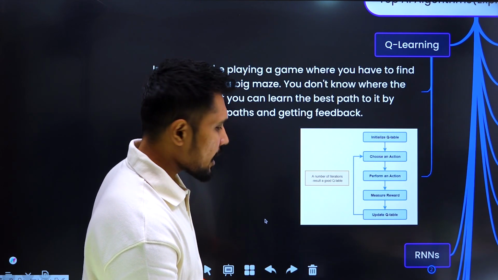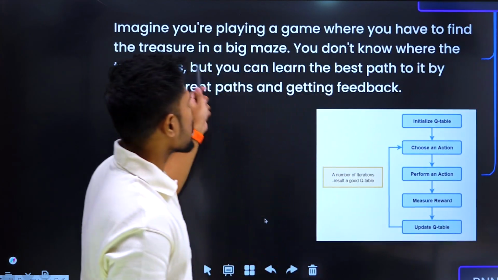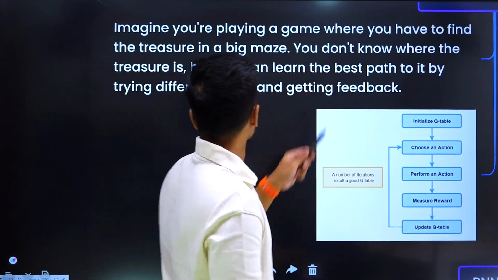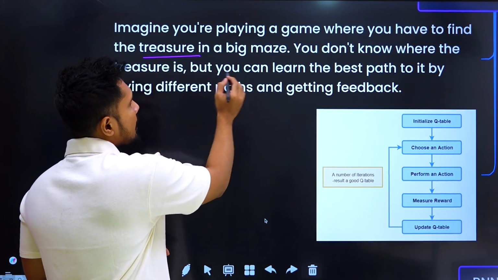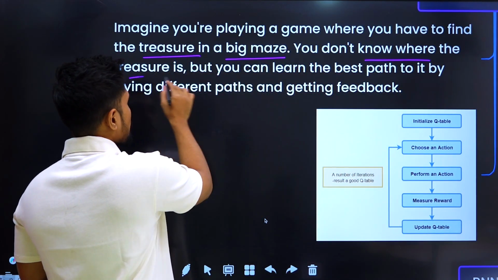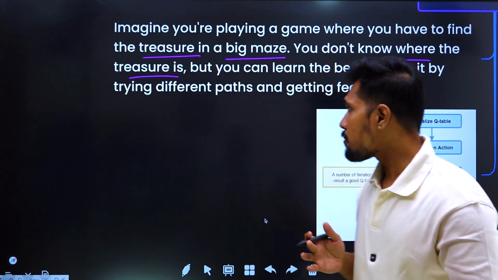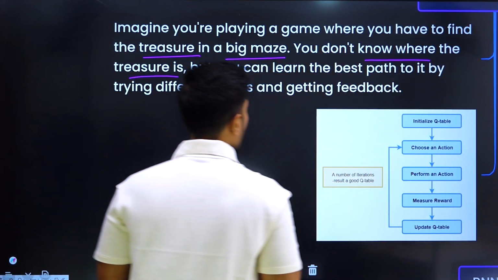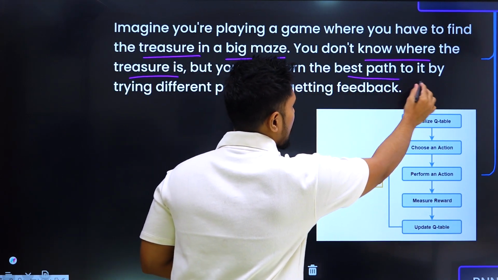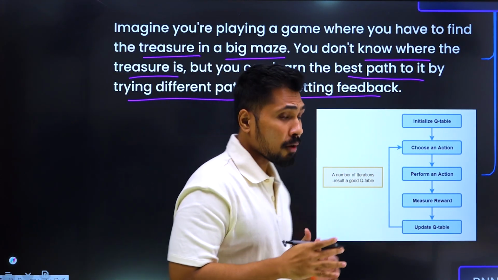Imagine you're playing a game where you have to find the treasure in a big maze. You don't know where the treasure is. So you started playing the treasure hunt game, but what you can do is learn the best path to it by trying different paths and getting feedback.